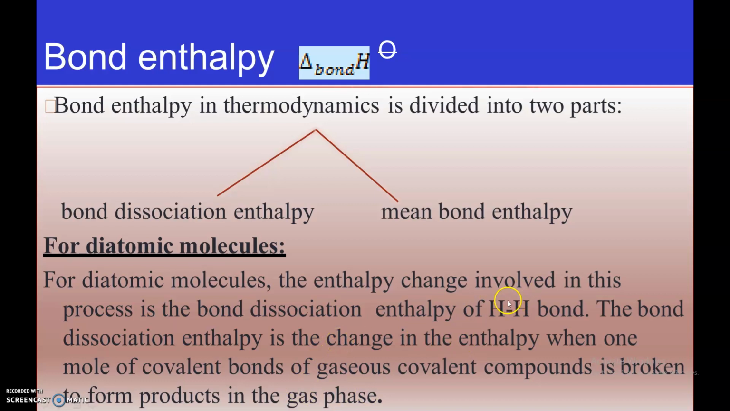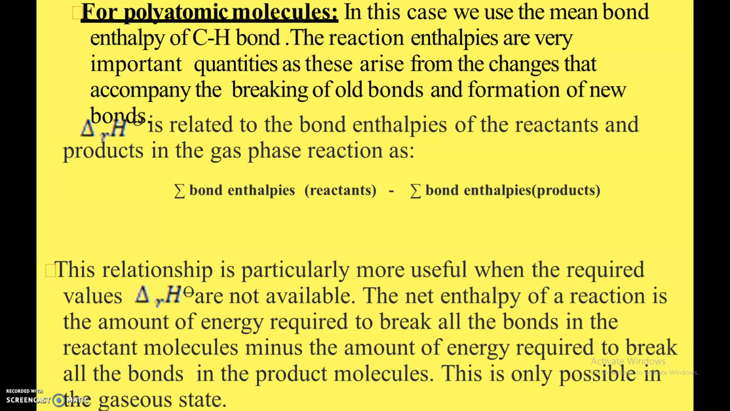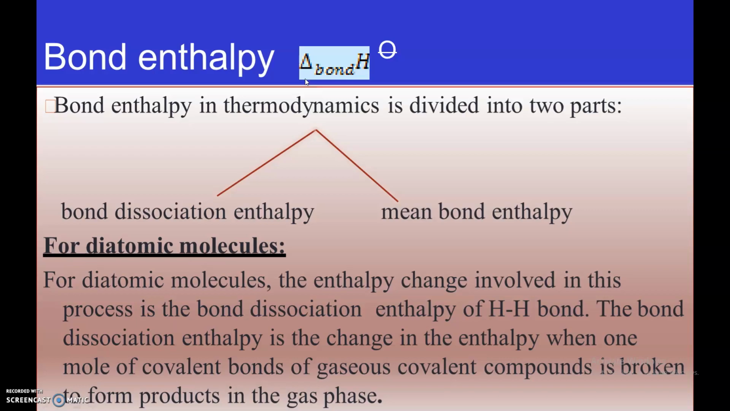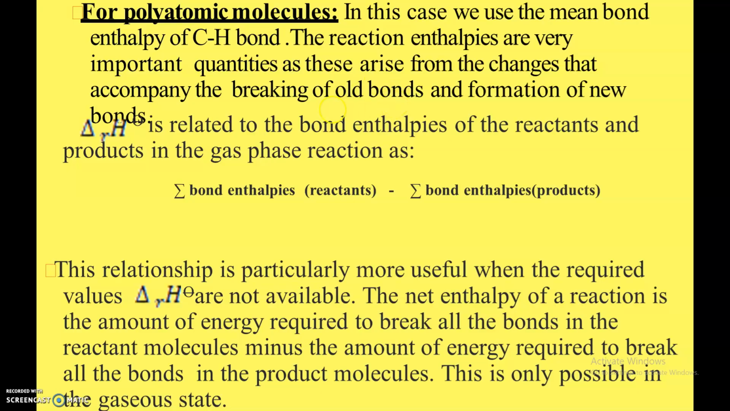So this bond will break and change into 2 products. If H2 breaks, we'll get 2 hydrogen atoms. From a hydrogen molecule, we get hydrogen atoms. This is bond dissociation enthalpy. For polyatomic molecules, we use mean bond enthalpy. For diatomic molecules, we use bond dissociation enthalpy. These are very important quantities.